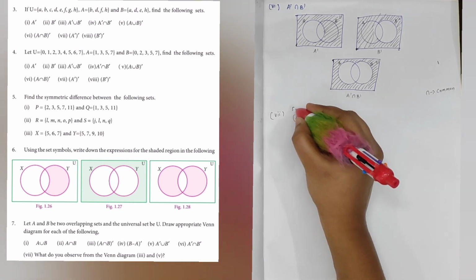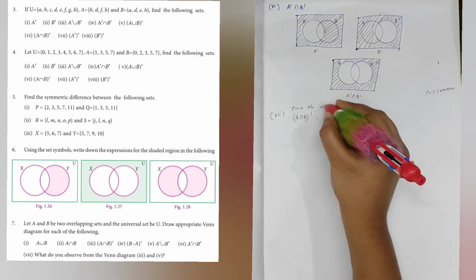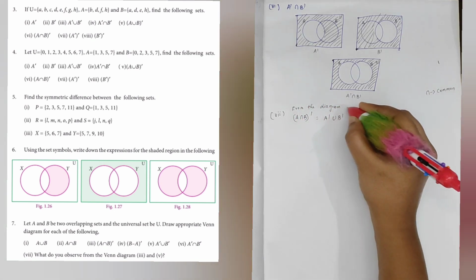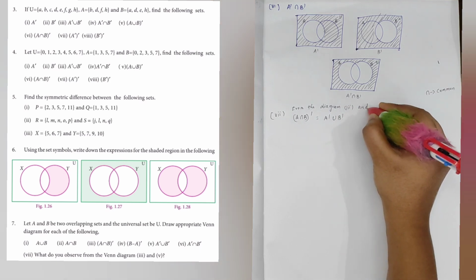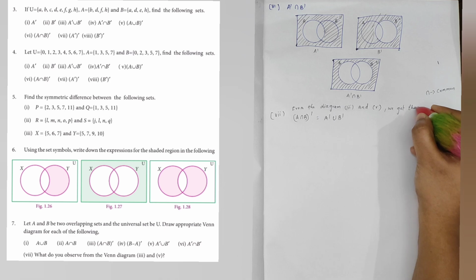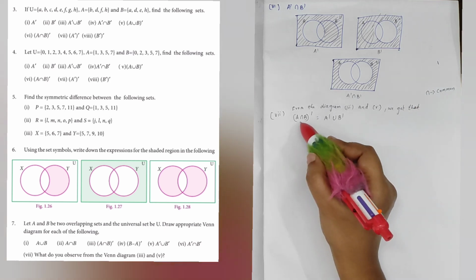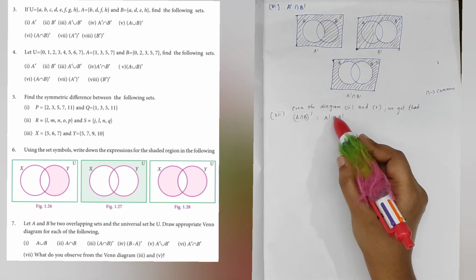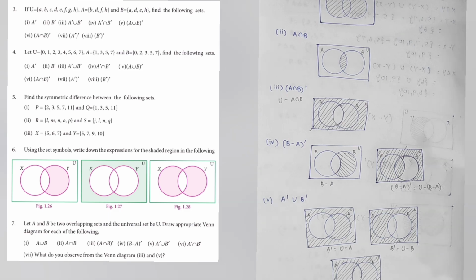From diagrams 3 and 5, we get that A intersection B the whole complement is equal to A complement union B complement, because both the diagrams are the same.